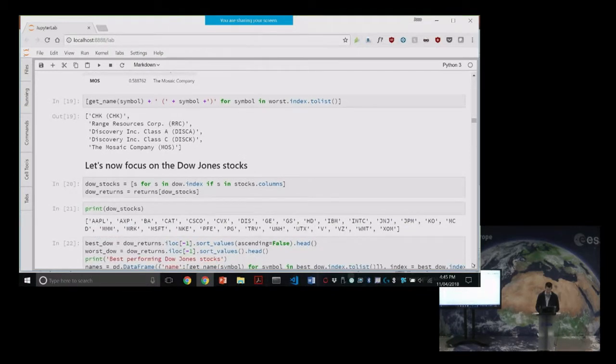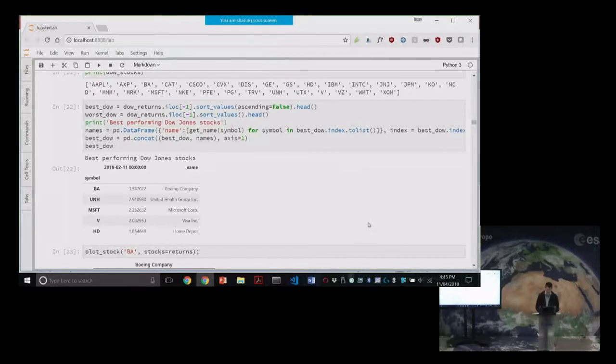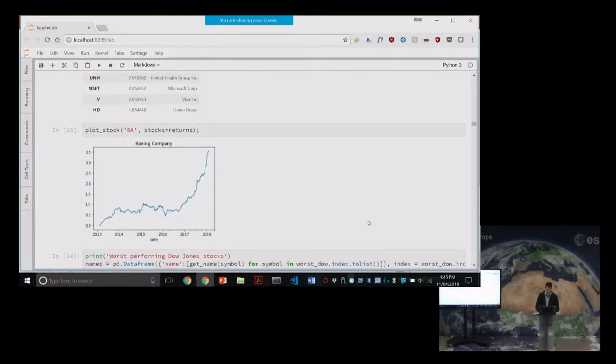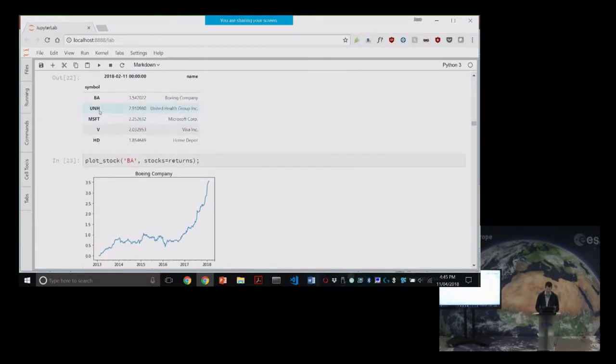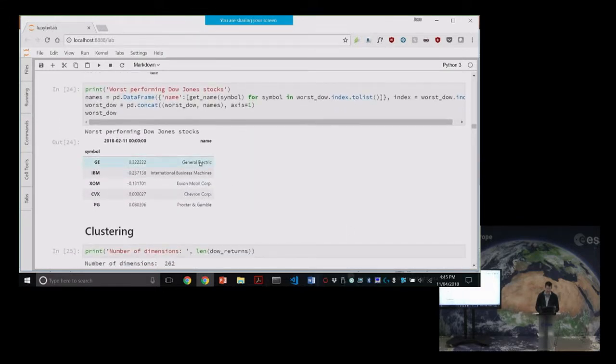So let's focus now on the Dow Jones, and which are the best. The best is Boeing, then United Health Group, Microsoft. So Boeing is good. And the worst is General Electric. IBM was also not very good these 5 years.